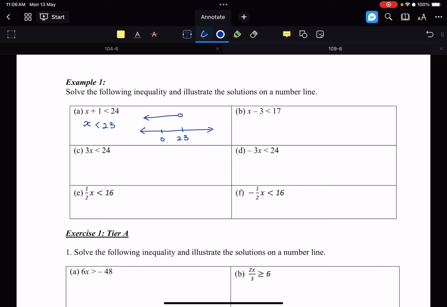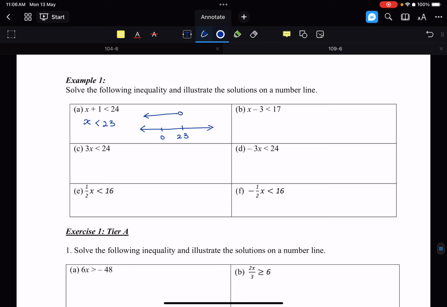Okay, so what does the open circle like this mean? It means that the value is not equal to 23. It has to be strictly less than 23. If it can be 23, it will be a closed circle. Right, so let's take a look at the next example.